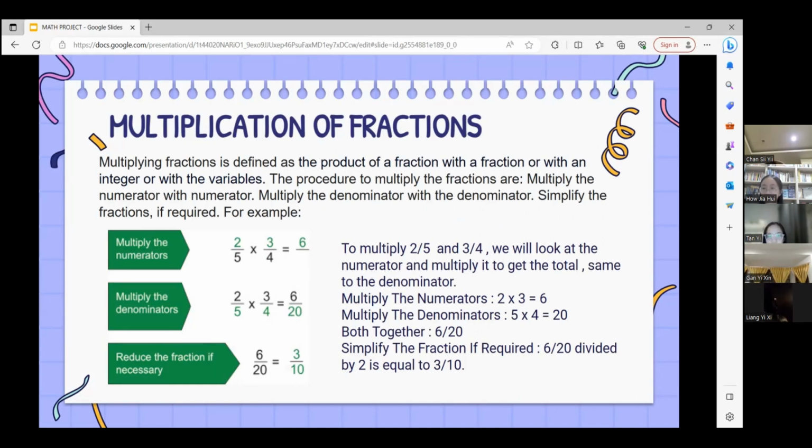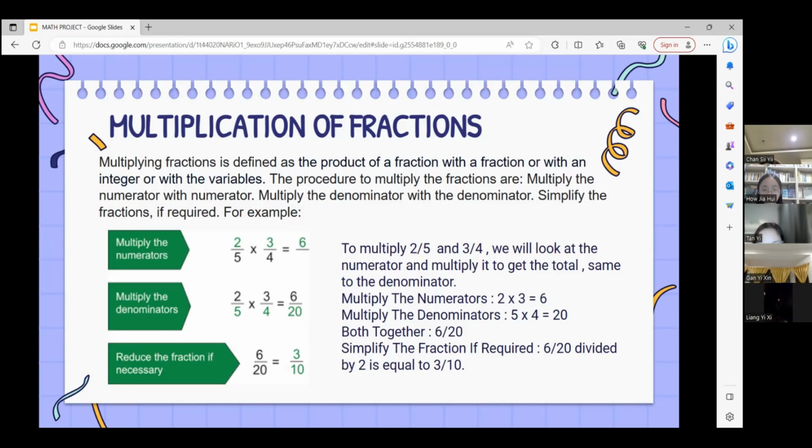For example, as you can see in the example here, 2 over 5 and 3 over 4. We will look at the numerators and multiply them to get the total. Same for the denominators. The numerators of both fractions are 2 and 3. So 2 times 3 is 6, and the denominator is 5 times 4, which equals 20. So if we put it together as a fraction, it is 6 over 20.